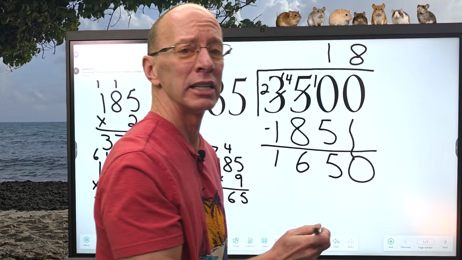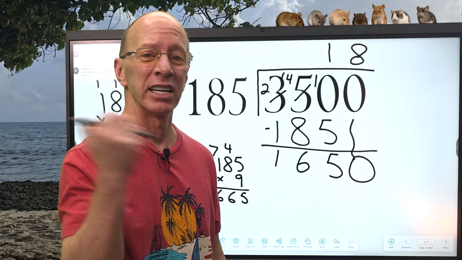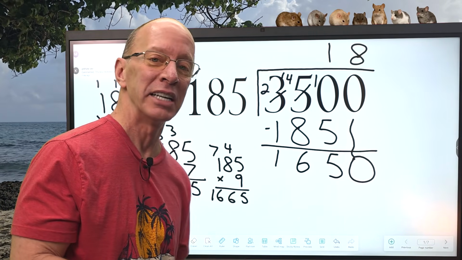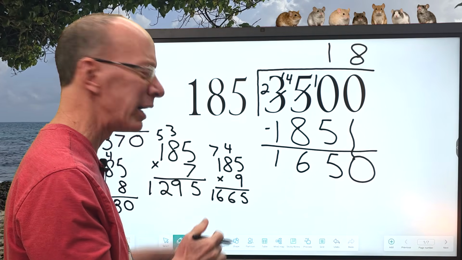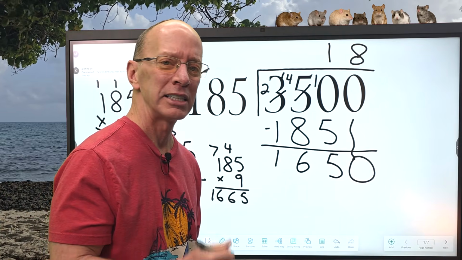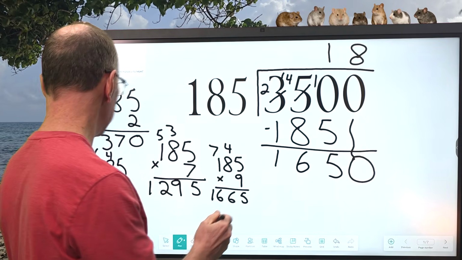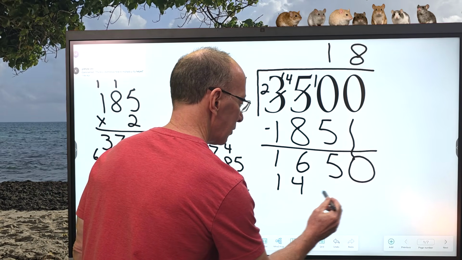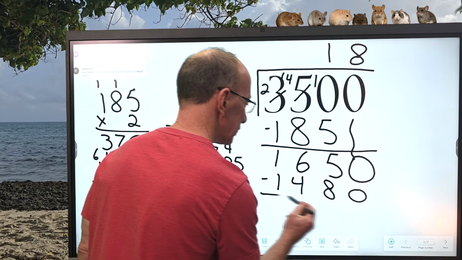I don't know about you guys, but when my son is doing some big problems like that, we have an Alexa. He's always saying, Alexa, what is 185 times 9? So I like doing it the old way. I think it's better. I think it's important to always exercise our brain. All right, 8 times 185 is 1,480. 1,480. And then we're going to go ahead and subtract.